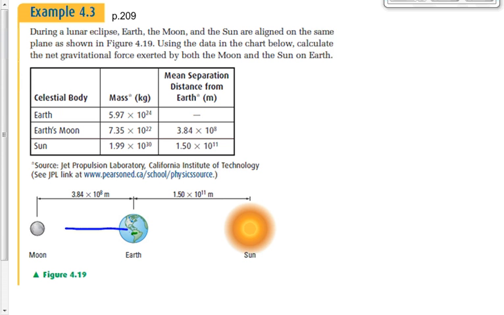The Moon pulls the Earth to the left. We're going to call that FME, the force of the Moon on the Earth. And the Sun pulls the Earth to the right. We're going to call that FSE, the force of the Sun on the Earth. It doesn't really matter what you call it, right? I'm choosing to call it FME and FSE, the Moon on the Earth, the Sun on the Earth. You can call it F1 and F2 if you want.